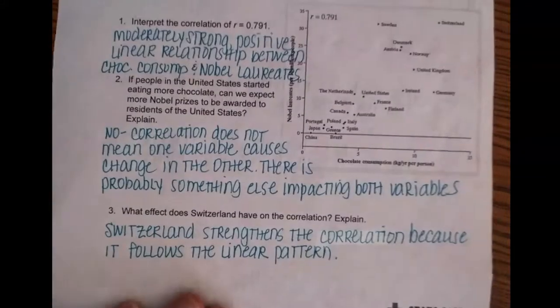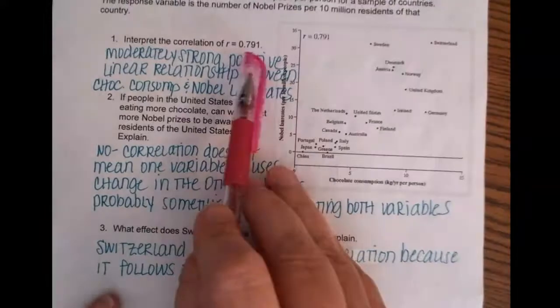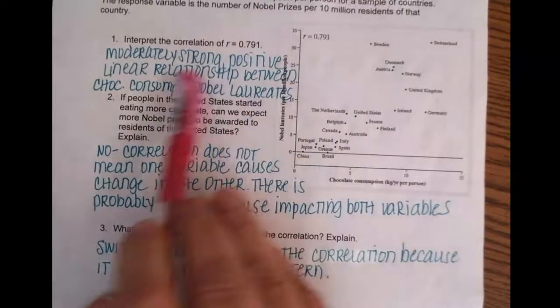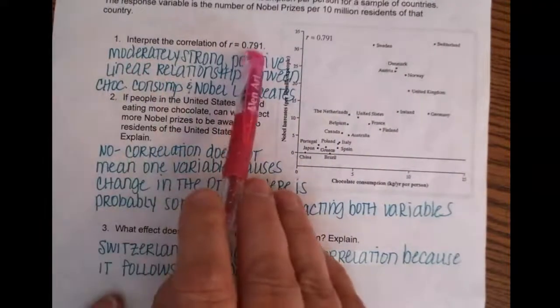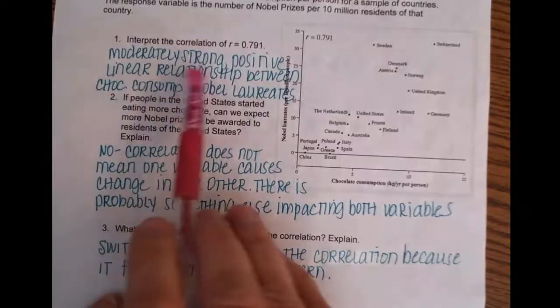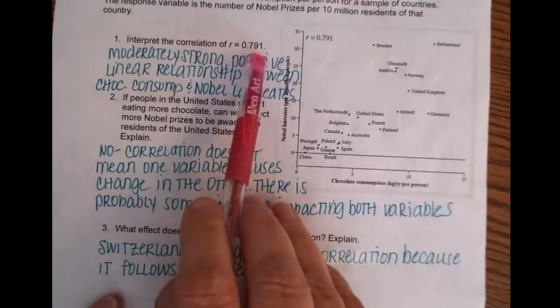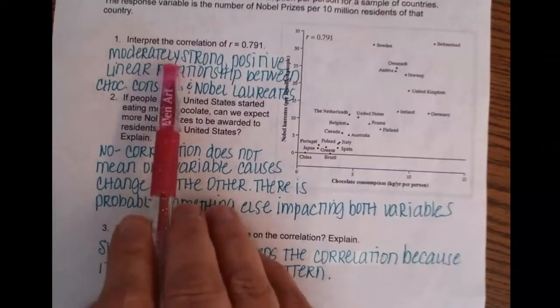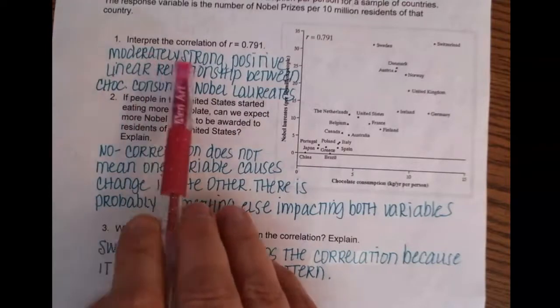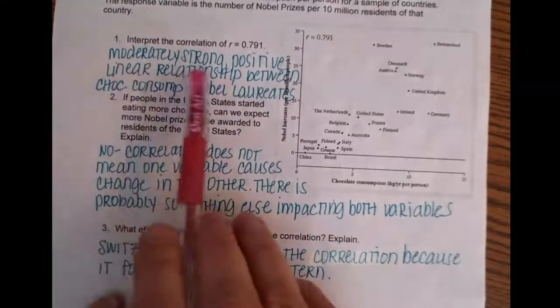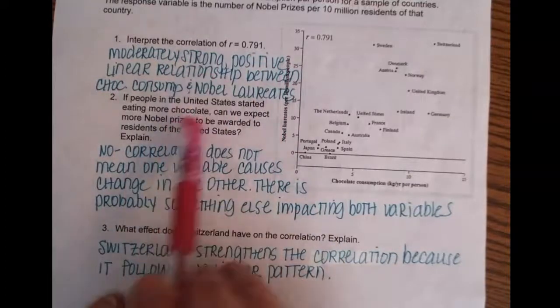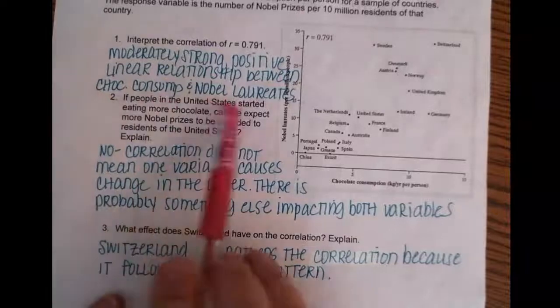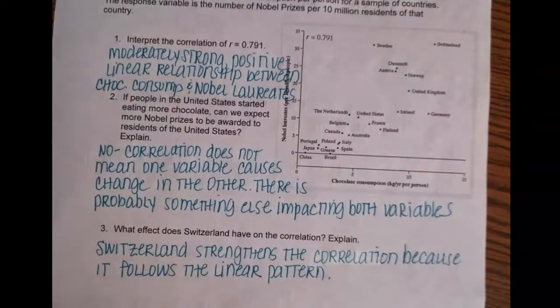Alright, so let's take a look. So they gave you the correlation coefficient, and I described it. It's moderately strong. It's not as strong as like 0.9. So I went ahead and just said moderately. There's one of those LY words where we kind of get a little fudgy. Moderately strong, positive linear relationship, and then go on to say the context between chocolate consumption and Nobel laureates.